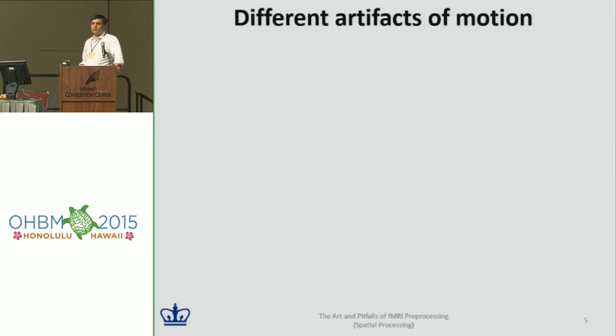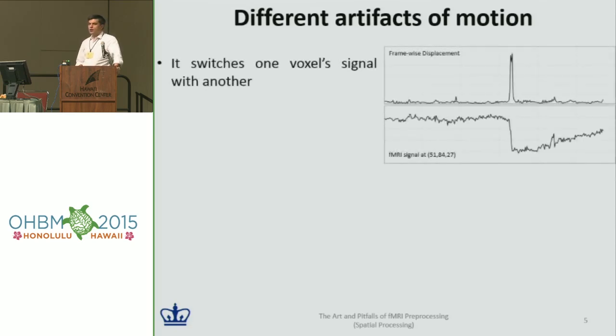So what are the artifacts of motion? Let's go through these steps one by one and see what artifacts can be generated by motion. The first one I already talked about. It just switches the recording of one voxel to another voxel. Let's say the subject in an ideal situation moves 2 voxels up. This is the frame-wise displacement of a real subject, which I intentionally picked. He was stable inside the scanner and suddenly started dancing at this part, and then started stabilizing. Maybe they played some music for him inside the scanner. I don't know why, but that's what happened.